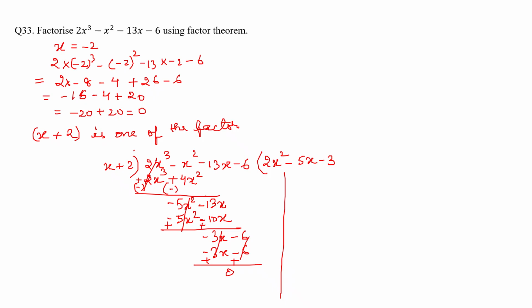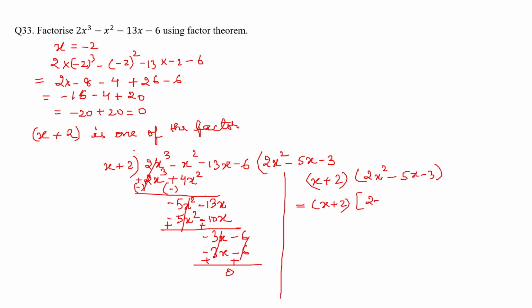It means dividend, your required polynomial, is equal to divisor, which is x plus 2, into quotient, which is 2x square minus 5x minus 3. Now second is a quadratic polynomial, right? Now you have to do middle term splitting. You will get two more factors. So it will be x plus 2.